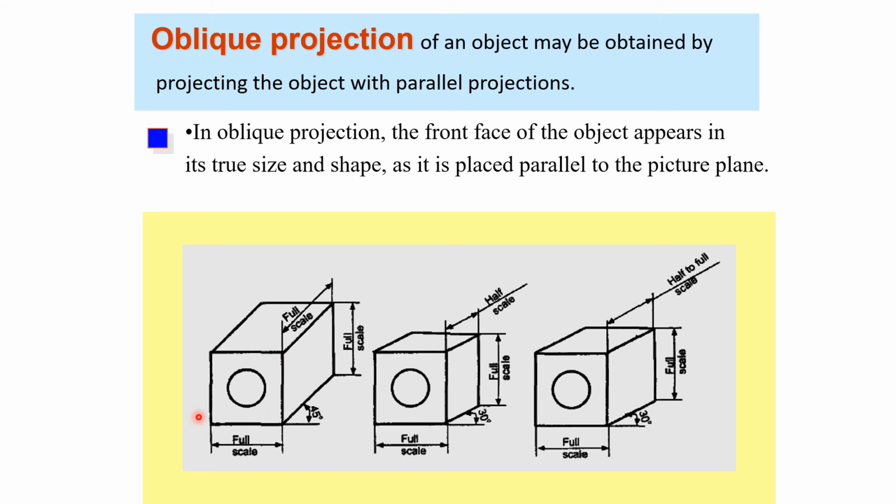So in oblique projection, the front face of the object is in true size and shape. Means this front face, the width and the height and the circle diameter give the exact dimensions, but the third dimension is not exact, as it is placed parallel to the picture plane. Means the front plane is the parallel projection, but the third dimension we extend outward.